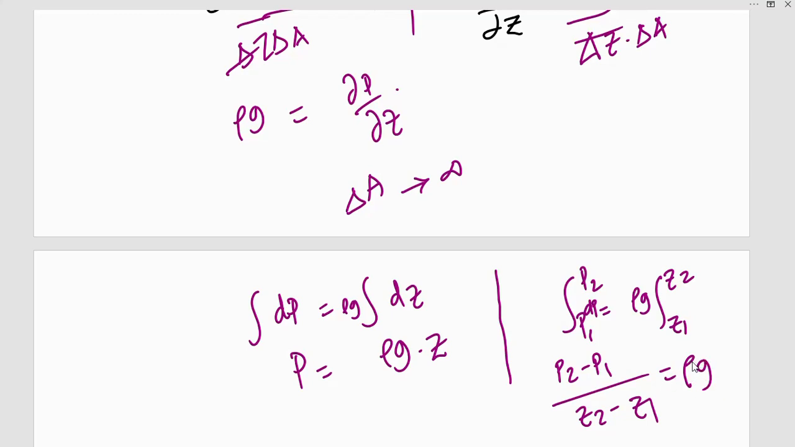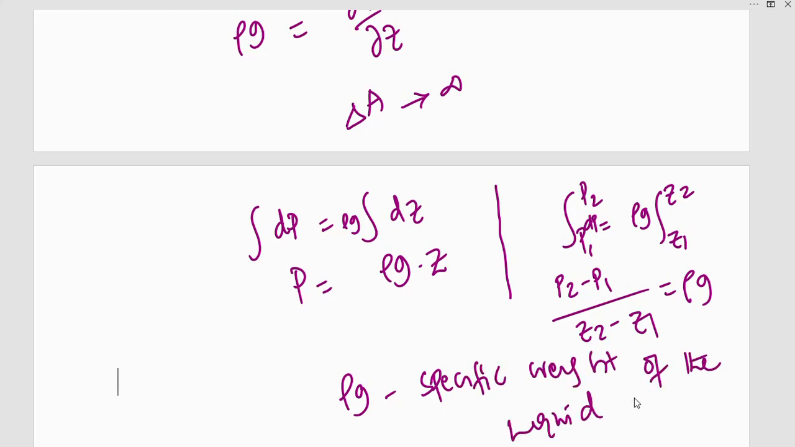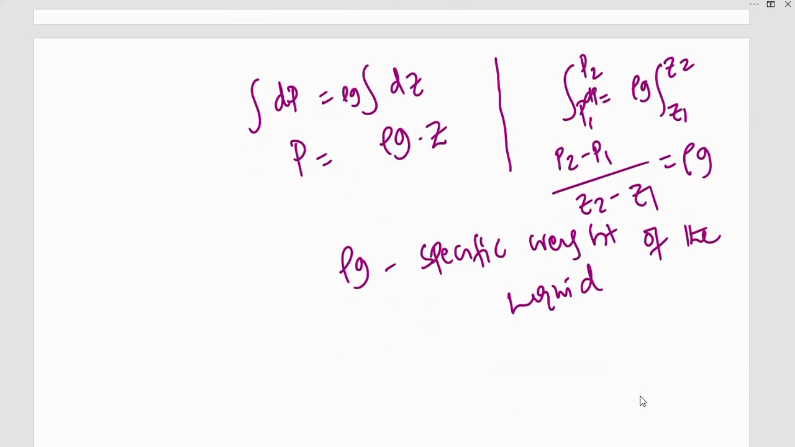So still in the same way, it tells us that the rate of increase of pressure in a vertical downward direction is equal to the specific weight of the fluid at that point. This rho G is the specific weight of the liquid. So this is what we call the hydrostatic law.